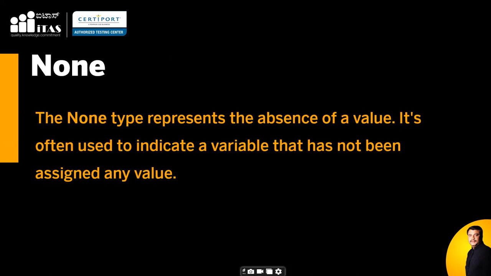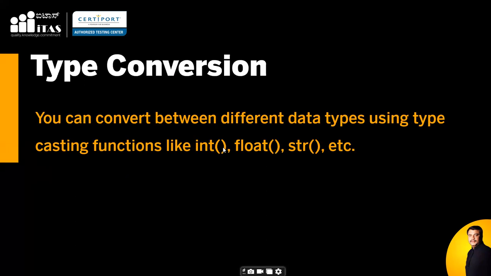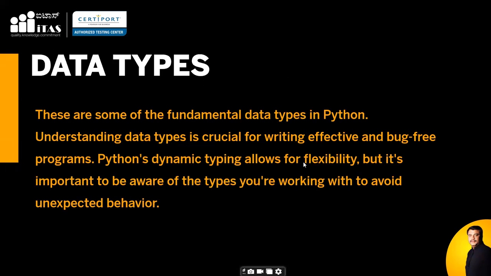The none type represents the absence of value. If there is no value, then by default we can make it as none. It's often used to indicate a variable that has not been assigned any value. Type conversion, as I mentioned, you can convert from one data type to another data type. For example, suppose you have a string, I can convert that to integer, from integer to string, something like that.